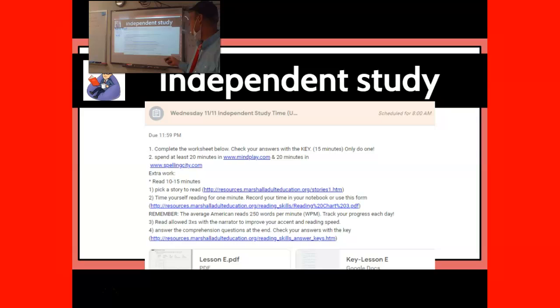Number 1, complete the worksheets below. I put lesson E from the book in there, okay? The activities are similar, a little bit different, but similar, okay? It's going to teach you some writing activities. You can see the key, the answers here. You're going to spend 40 minutes in Mind Play. Don't forget Spelling City. Spelling City during the independent study time is also important. It has your spelling activities.